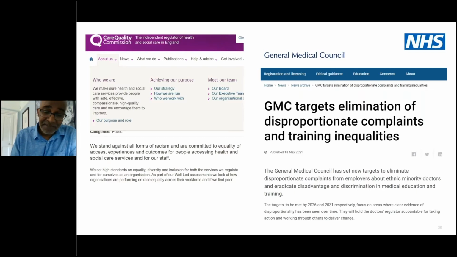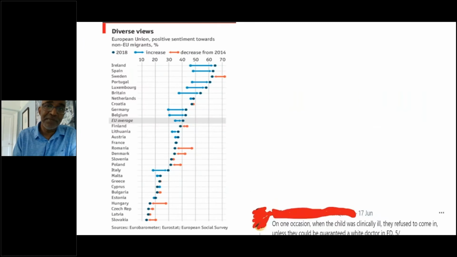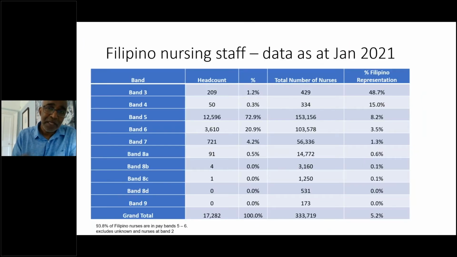The GMC have set their targets in the last month. Some of us would say it's not especially ambitious, but it's a target, it's been set. And as I said earlier on, that's kind of the first step to making progress. One of the things that we would want to say, looking forward, is this whole idea of international recruitment. And Chandler's touched upon the idea of internationally trained doctors. Obviously, I speak to the slightly wider workforce. This is data for Filipino staff.